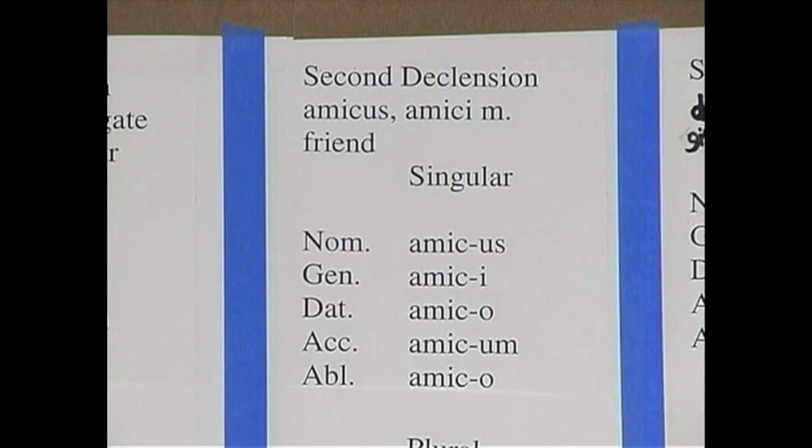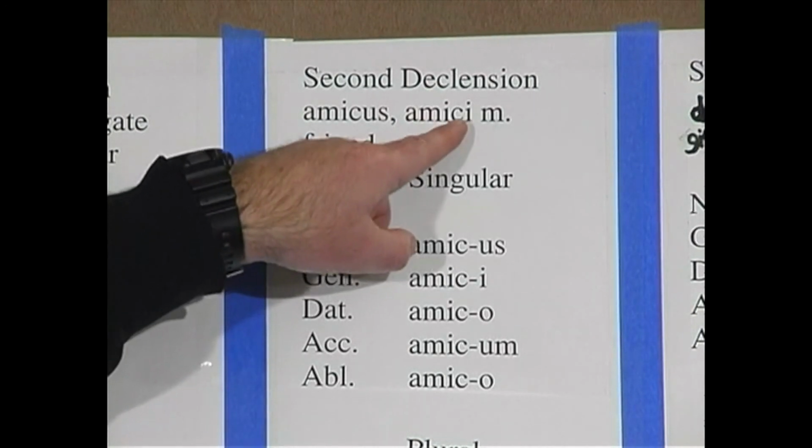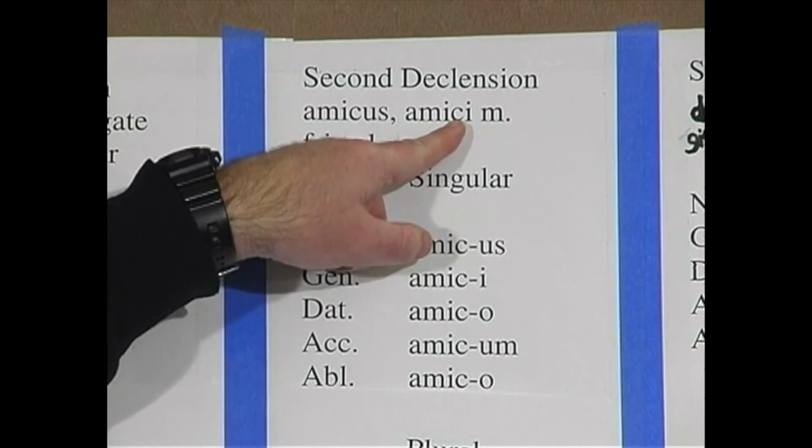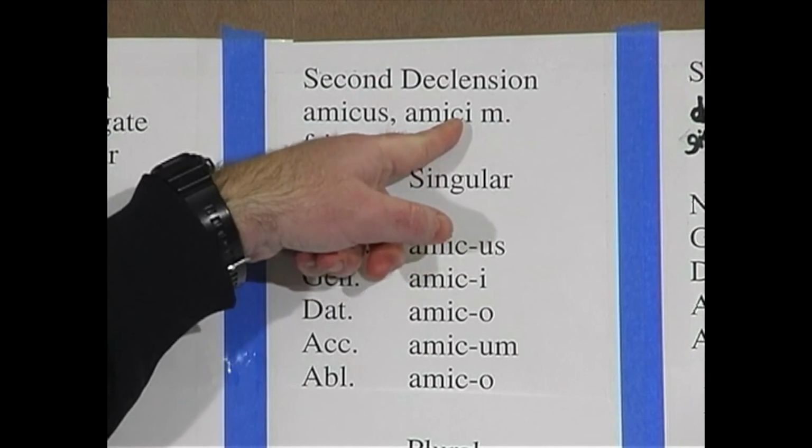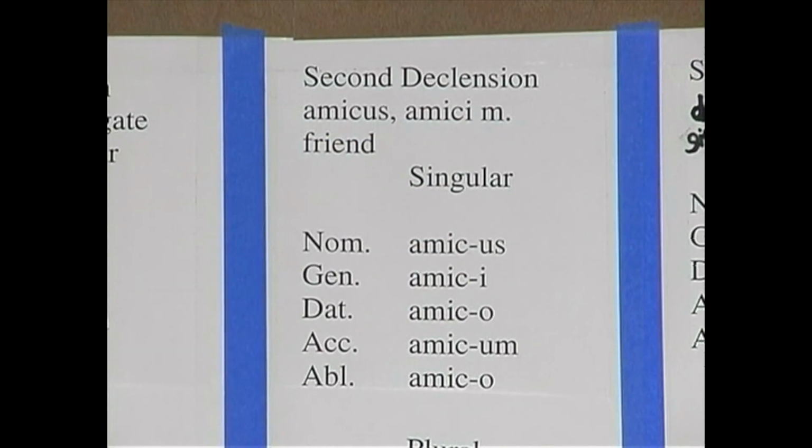Amicus, amici, masculine, friend. The second declension is characterized by an I in the genitive singular. Amicus, amici. If a noun has an I in the genitive singular, that noun is a second declension noun. How is this declension formed? To the noun base, you add second declension endings.